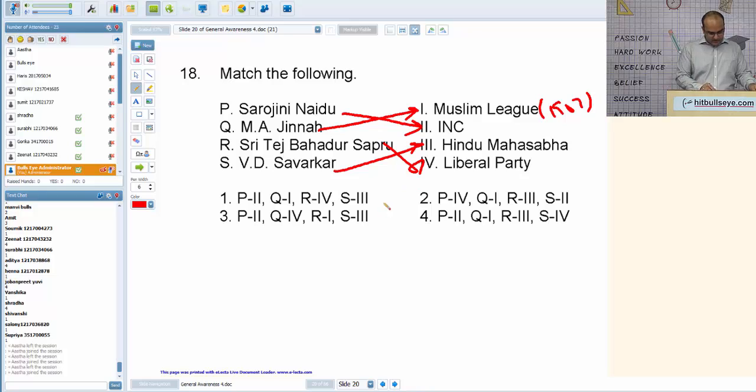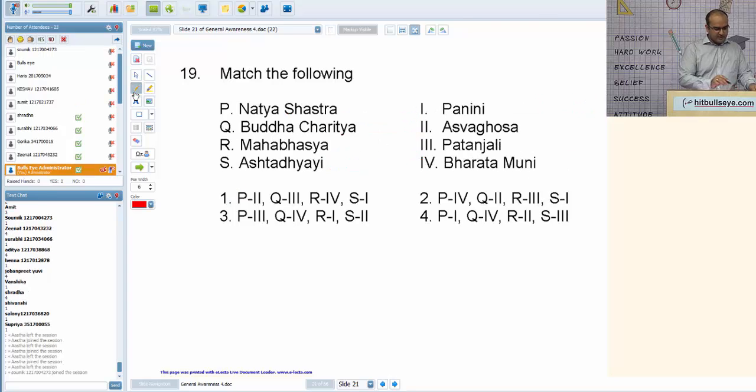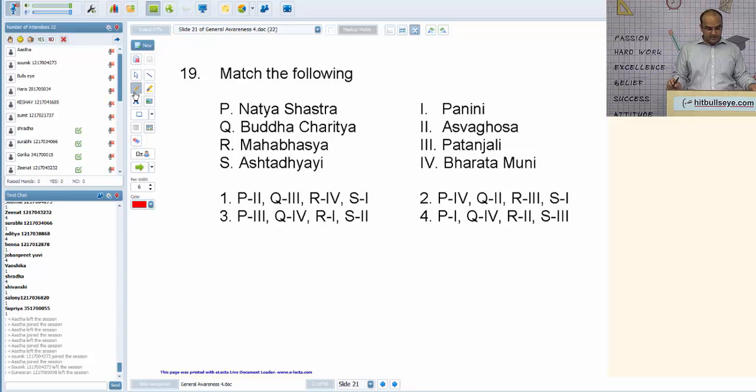So according to this, option number 1 is the right answer. Okay, next, another match the following. So these are important ancient literature and you have to match them with their respective writers.